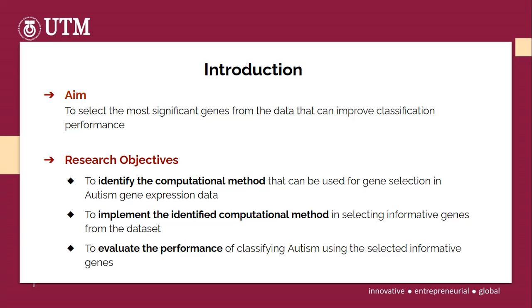In order to do that, we need to select the most significant genes from the data. 3 research objectives have been set up for this research. The first one is to identify the computational method that can be used for gene selection in autism gene expression data. The second one is to implement the identified computational method to select informative genes from the dataset. And finally, to evaluate the performance of classifying autism using the selected informative genes.